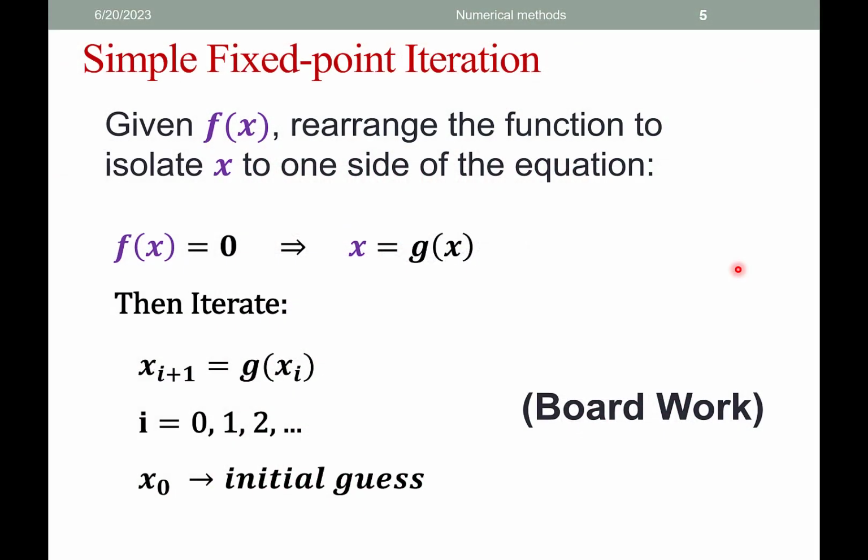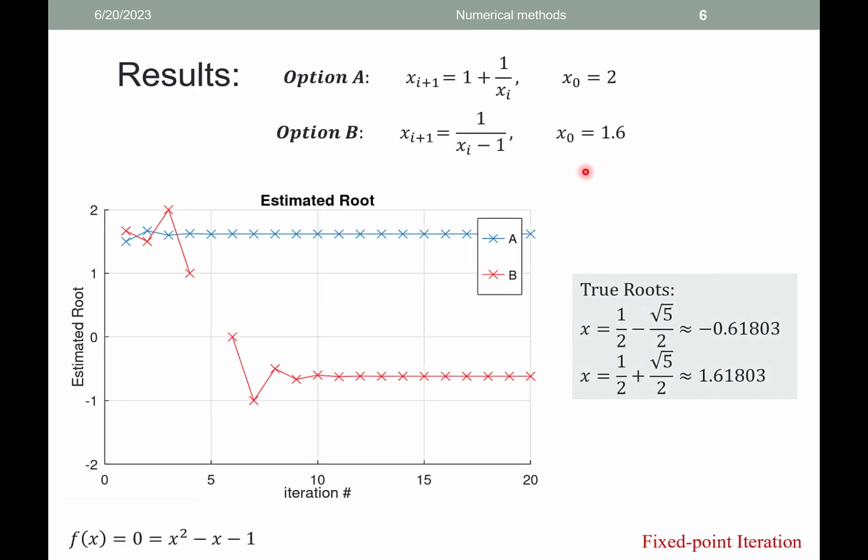So here we have in the slides. Going back to the slides, we can see these two options that we tested out with this fixed point iteration method with an initial guess of 2 and 1.6 for these two different arrangements, and how the estimated root changes. Here on the y-axis we have the estimated root, and on the x-axis we have the number of iterations. From the first iteration, in blue here, blue is option A and red is option B.